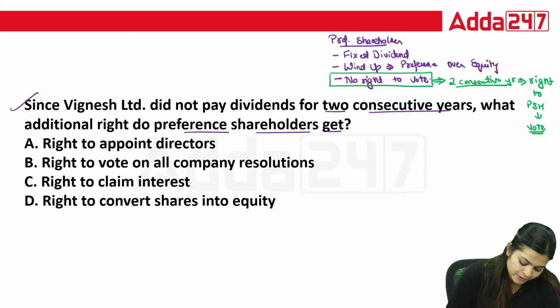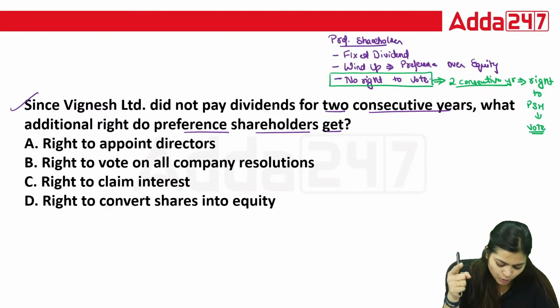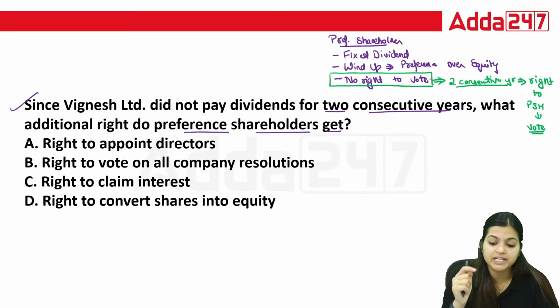So now let's read the options. A, right to appoint directors. B, right to vote on all company resolutions. C, right to claim interest. D, right to convert shares into equity. Tell me, so now what do you think?